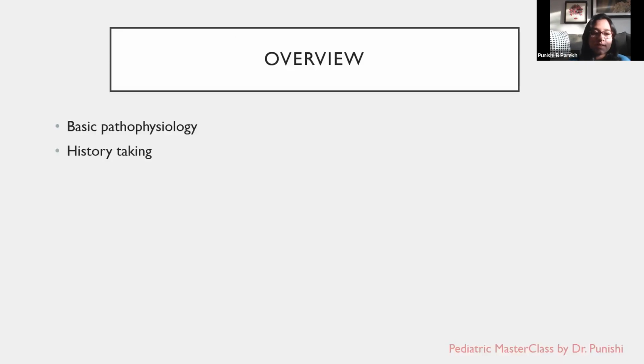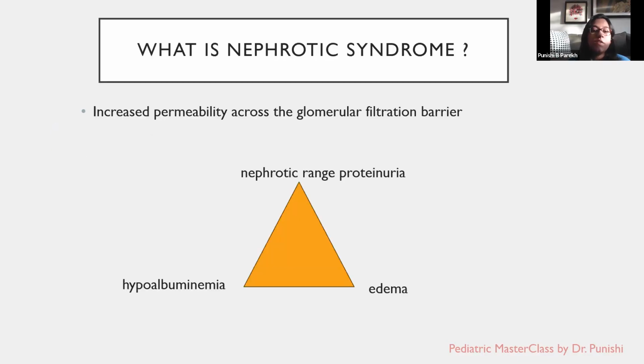So the overview of today's discussion, like I said, is going to be the basic pathophysiology, understanding a lot of concepts as to why you have nephrotic syndrome, what exactly happens, why you have those clinical features, what the complications are, and why you have those complications in nephrotic syndrome. Along with that, we're also going to talk about the history taking part. So let's understand the basics of nephrotic syndrome.